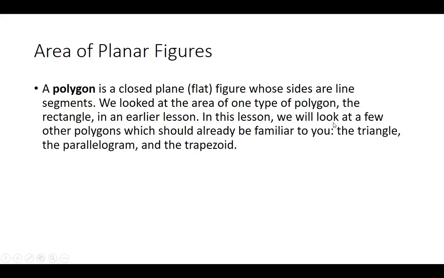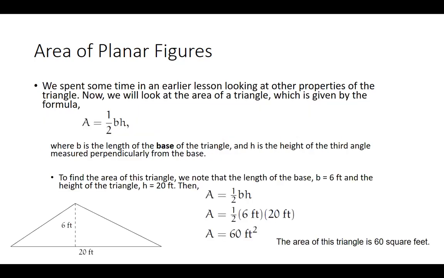A polygon is a closed plane, flat figure whose sides are line segments. We looked at the area of one type of polygon, the rectangle, in an earlier lesson. In this lesson, we will look at a few other polygons which should already be familiar to you: the triangle, the parallelogram, and the trapezoid.